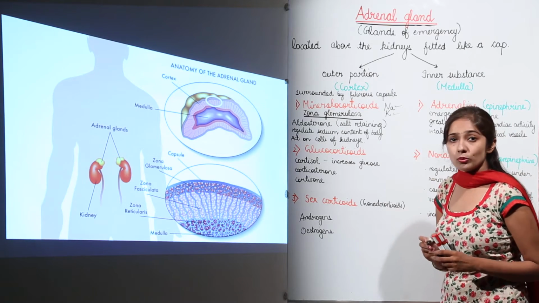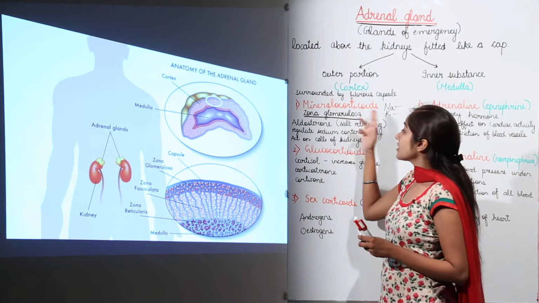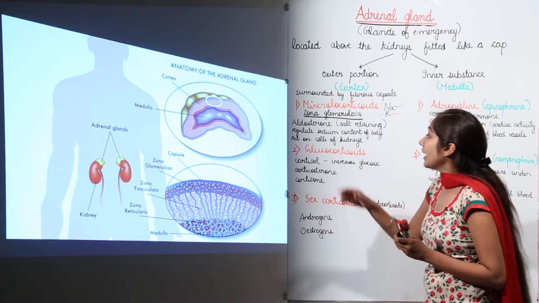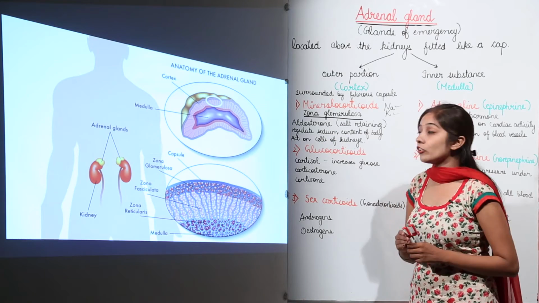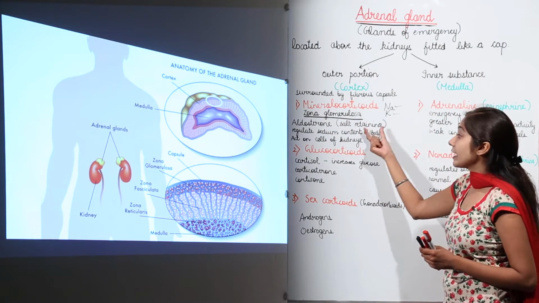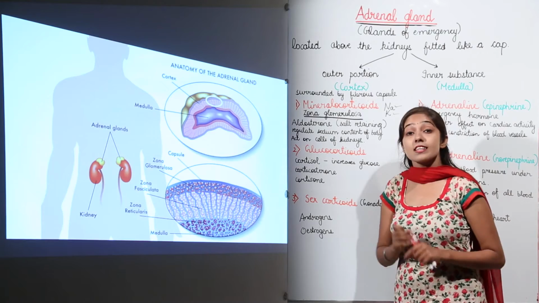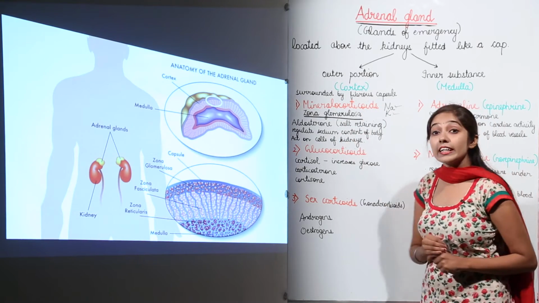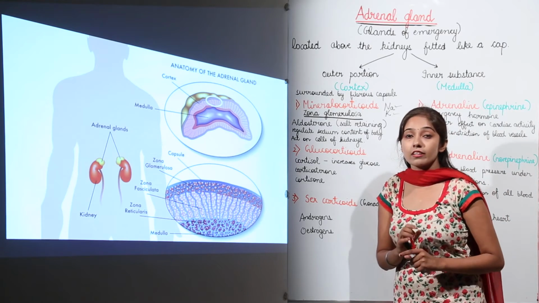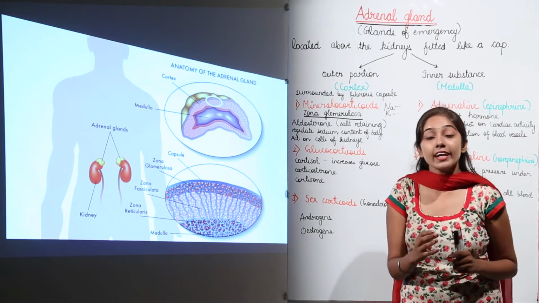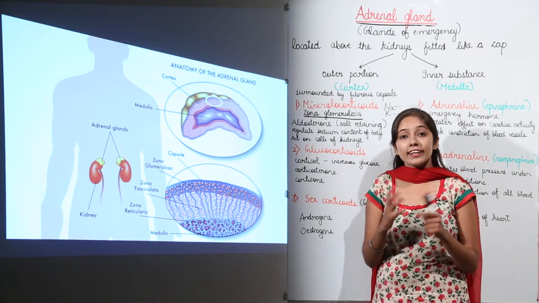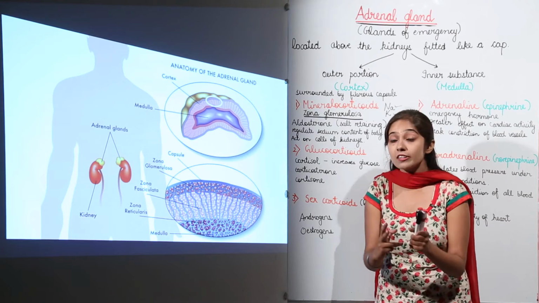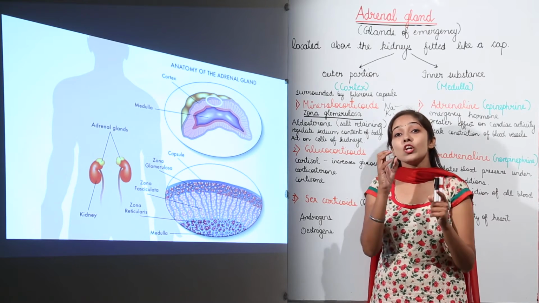Now the main hormone under the mineralocorticoids is aldosterone, and we call aldosterone the salt retaining hormone. Why do we call this a salt retaining hormone? Because this hormone is secreted when the sodium content is low in your blood. That is why it is going to retain salt in your blood.